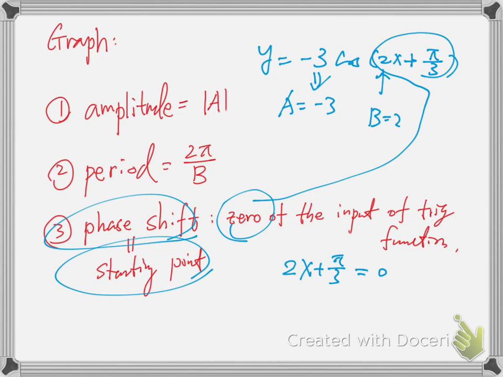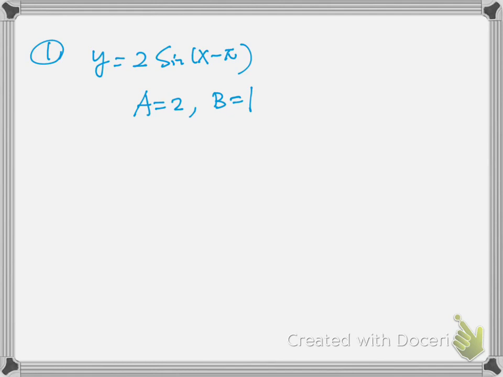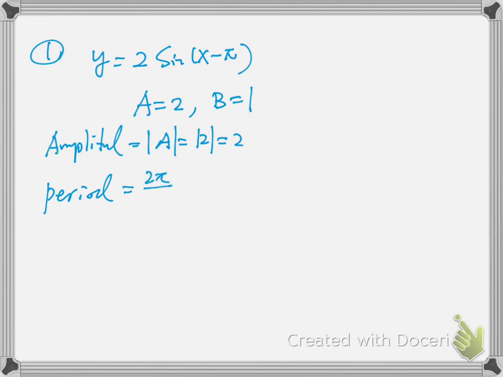Now let's do these two graphs separately. Go back to number 1. Y is 2 sine of x minus pi. So a is 2, b is 1. Now we know the amplitude is the absolute value of a, so this is the absolute value of 2, which is 2. And then the period of the picture is 2 pi over b, so this is 2 pi over 1, which is 2 pi.